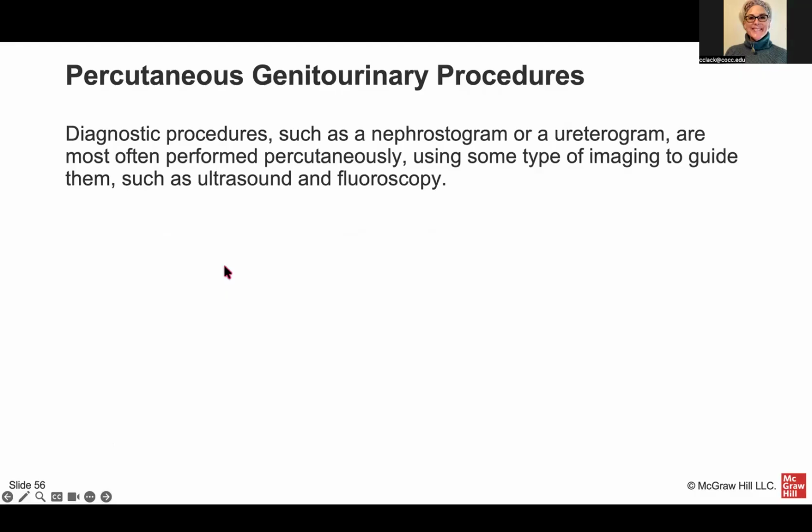Percutaneous genitourinary procedures, things like nephrostograms or ureterograms, are diagnostic imaging procedures performed through a puncture approach and using imaging guidance. A nephrostogram involves injecting contrast material through a nephrostomy tube to visualize the kidney and ureter. A ureterogram similarly visualizes the ureter.